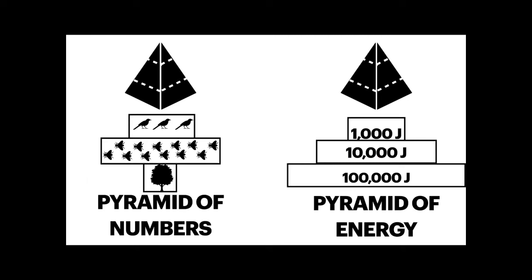Here on the left, we've got an irregular pyramid of numbers, and that's because there's only one tree supporting the larger populations above. Okay, so it's irregular, but the pyramid of energy is always regular.